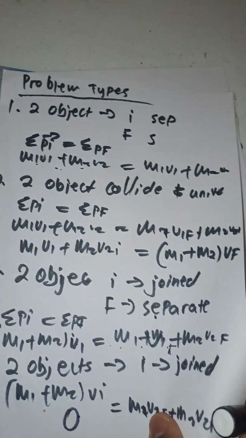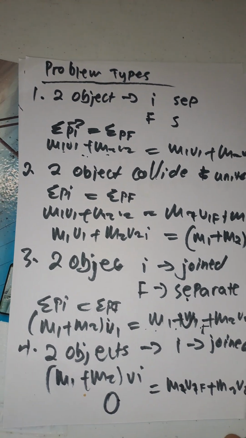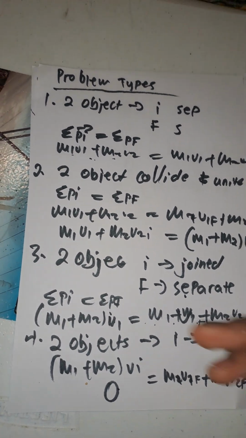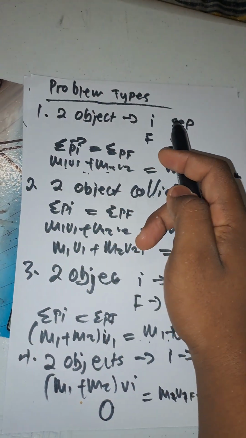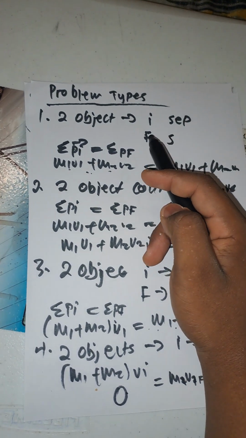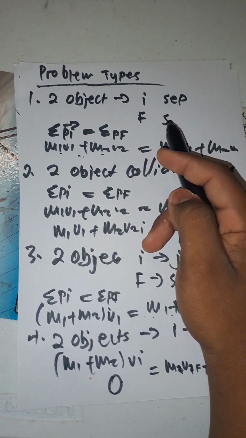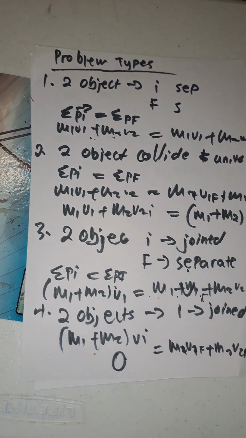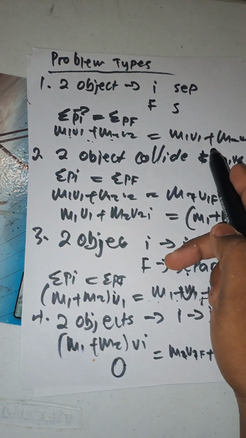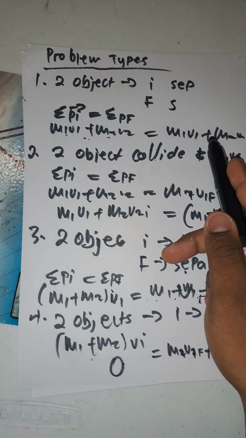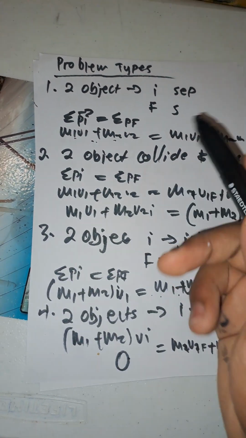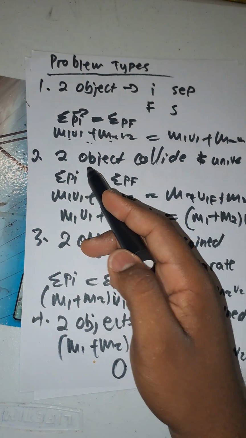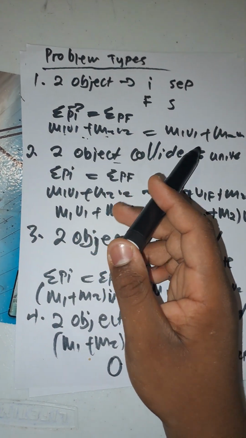So let's revise the problem types related to linear momentum. It is when you have two objects, initially they are separated, and after, or final, they are separated again. So when they are separated initially and finally, you just write it like this. You don't combine, you just separate them as they are. And then problem number 2, when the two objects collide and then unite.